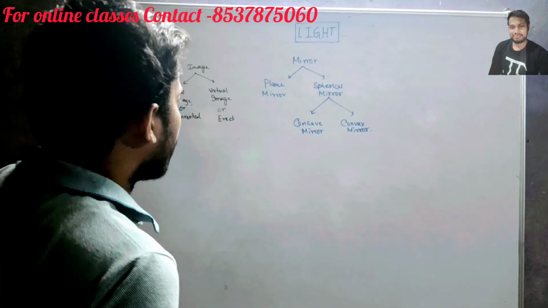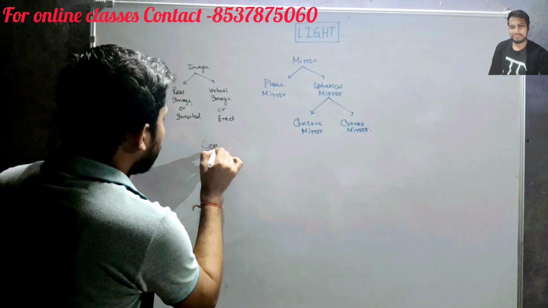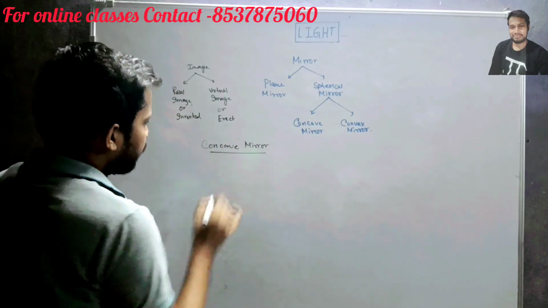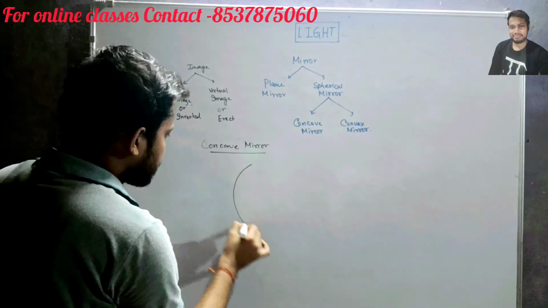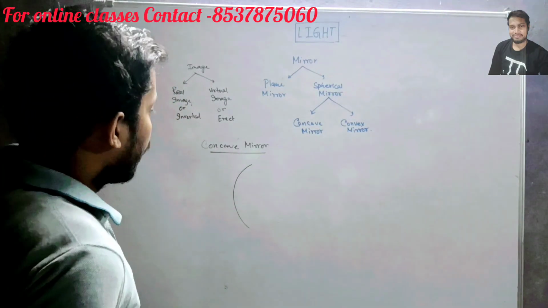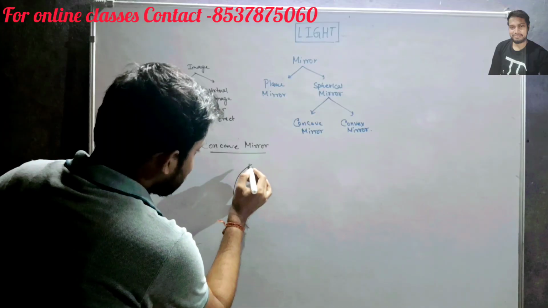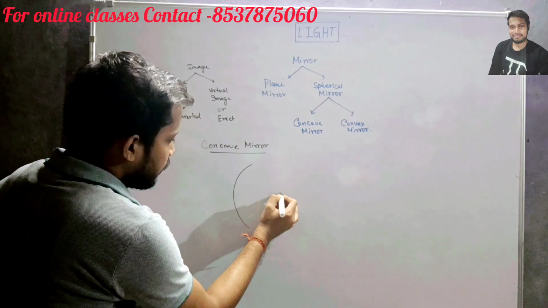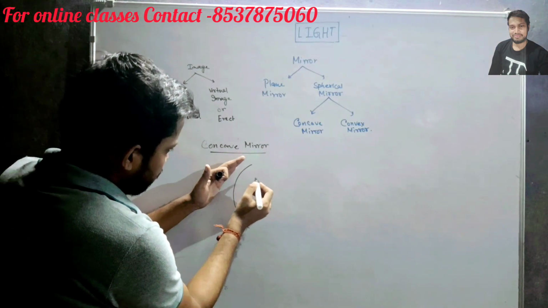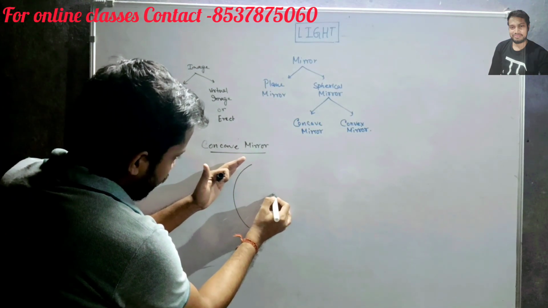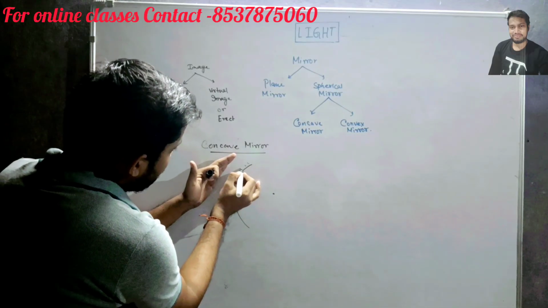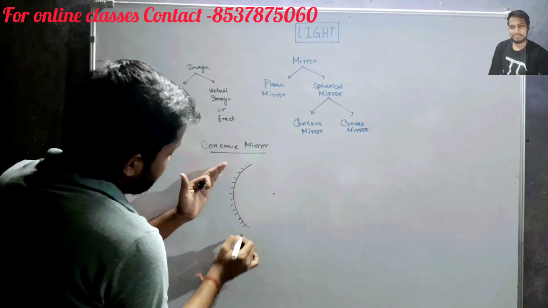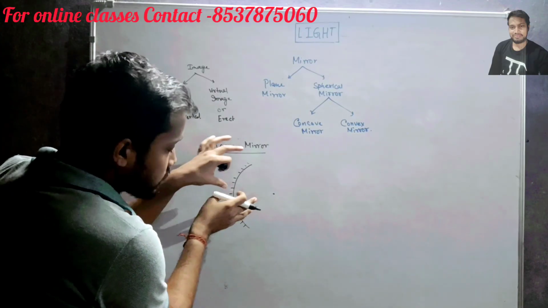Now we will move on to the concave mirror and convex mirror. We will learn about the shape of the mirror, that is the concave mirror. A concave mirror looks like that. It is a spherical mirror. When it is concave, the shiny surface, that is the reflecting surface, is towards the center, and the other surface is outside. That is cave. It looks like a cave.